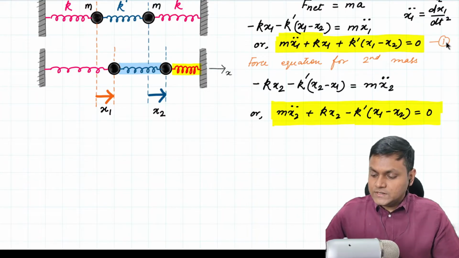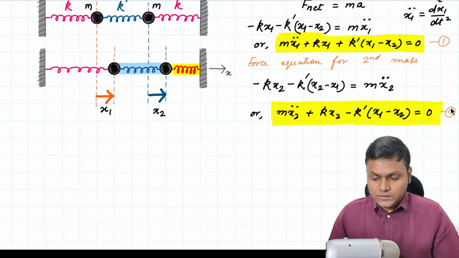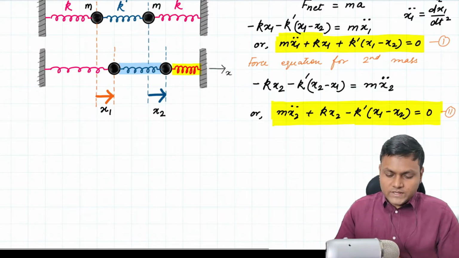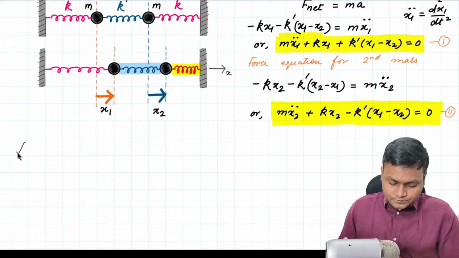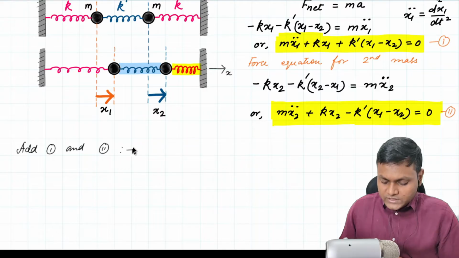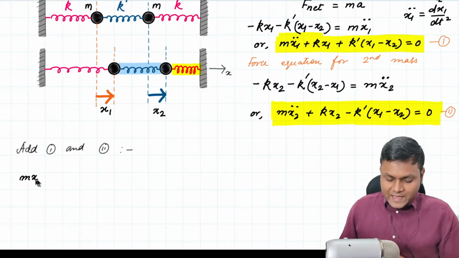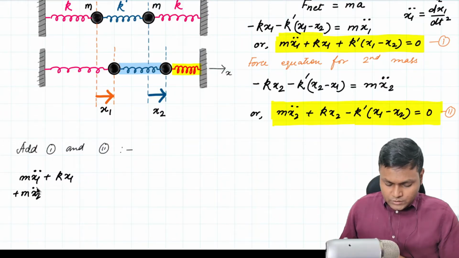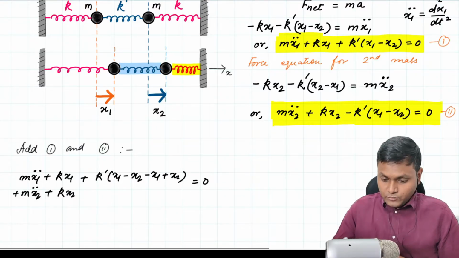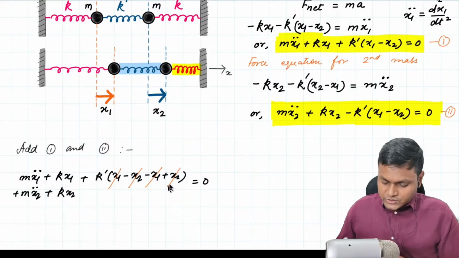Let's suppose I name these point number 1 and point number 2. Now, if I am interested in finding out the solutions for x1 and x2 from here, what I'm going to do is I'm going to apply a couple of tricks. So first of all, I'm going to add these two equations 1 and 2, and this is going to help us in obtaining the solutions for x1 and x2. This gives us m x1 double dot plus kx1 plus m x2 double dot plus kx2 plus k dash (x1 minus x2) minus (x1 minus x2) is equal to 0. Here the x1, x1, x2, x2 terms get cancelled.